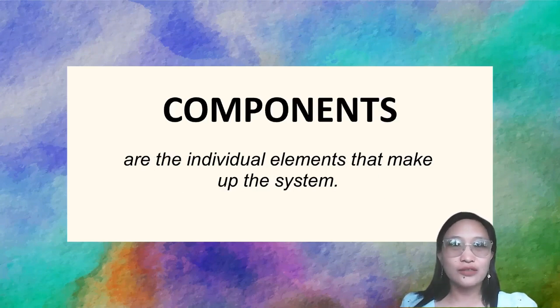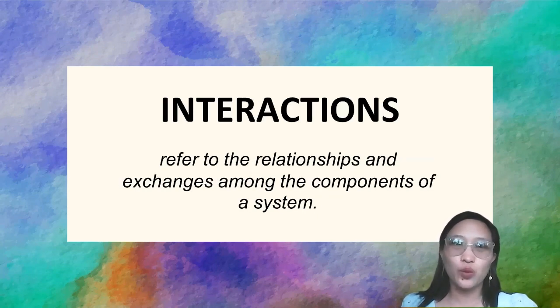What about the term components? These are the individual elements that make up the system. In a small group, components can include members, roles, tasks, communication channels, and decision-making processes. Another key term is interaction, which refers to the relationships and exchanges among the components of a system. In a small group, interactions occur through communication, collaboration, and coordination.